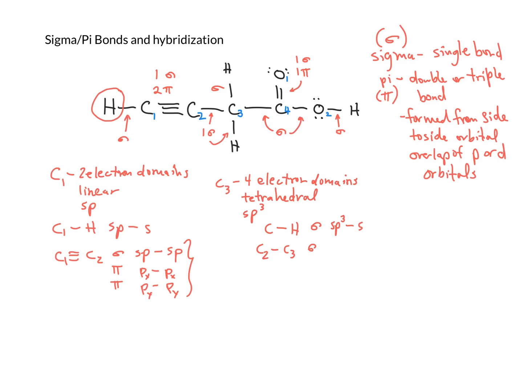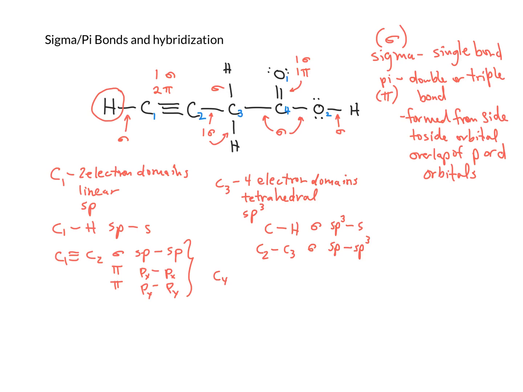So carbon-2 to carbon-3, that sigma bond, well, carbon-2 is sp hybridized, and carbon-3 is sp3 hybridized. So that sigma bond would occur from orbital overlap of a hybrid sp orbital from carbon-2 overlapping with a hybrid sp3 orbital from carbon-3.